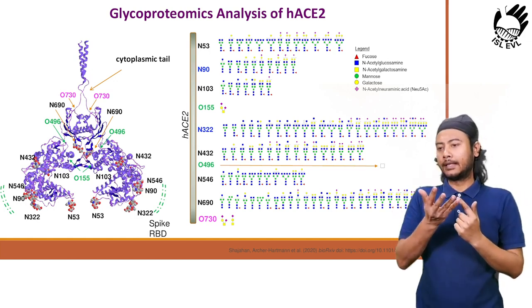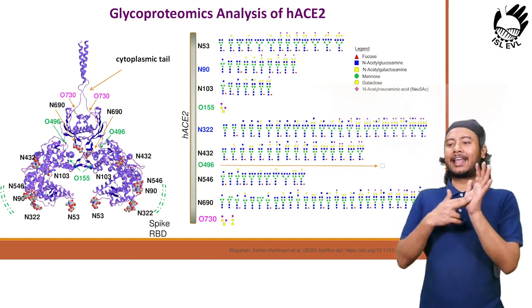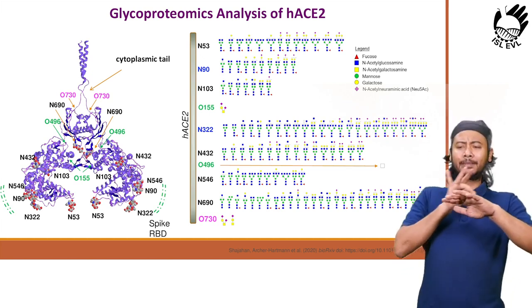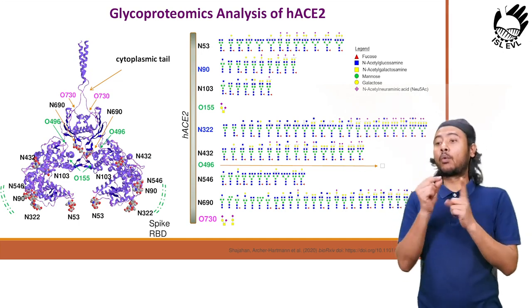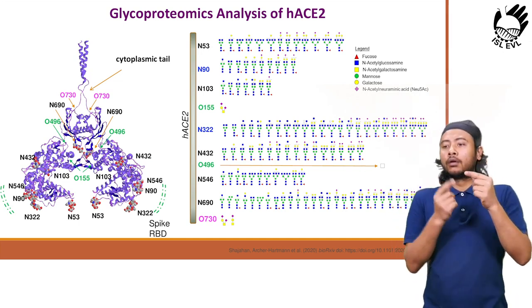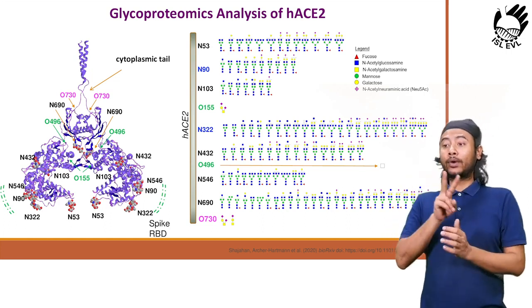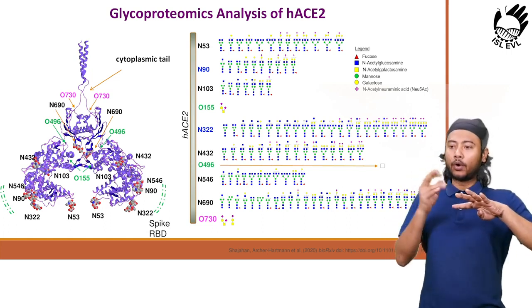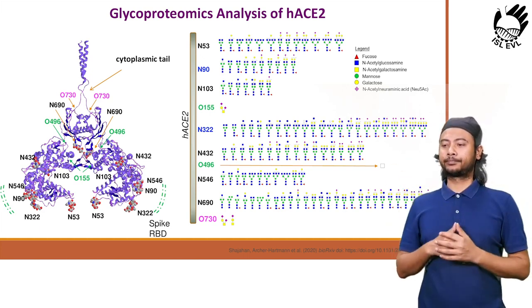So we studied this glycosylation at each of these sites as shown in these figures, and there are subsequent molecular biological and molecular modeling studies which indeed proved that the N90 and N322 glycans are very critical for the viral attachment to human ACE2.